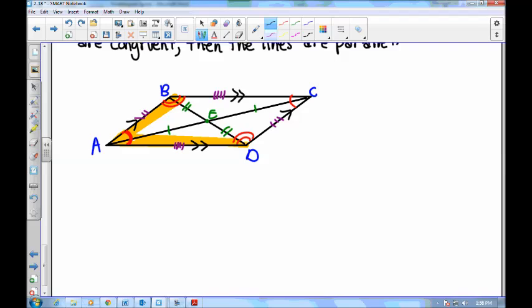So after all those markings, it starts getting a little crazy, but it tells you a lot about the quadrilateral. Again, spot. 1 relationship about the diagonals. Diagonals bisect each other. 2 relationships about sides. 2 relationships about the angles. Cool.